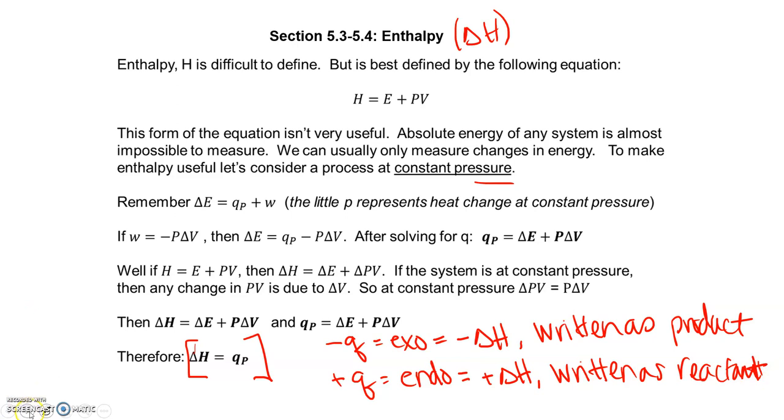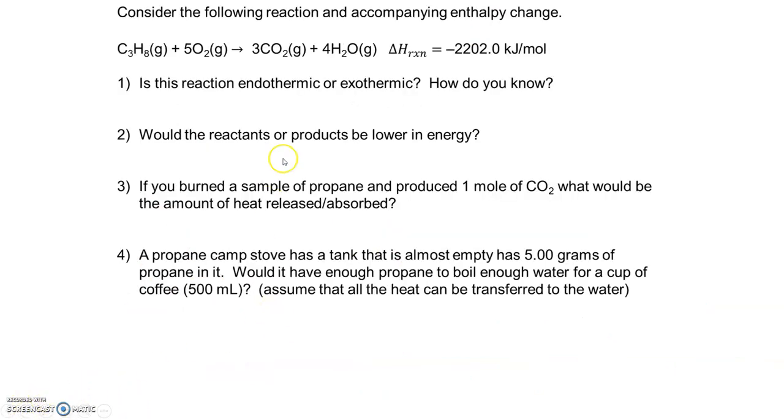The last thing I'm going to do in this video is go through a couple of calculation questions just to refresh your memory on how to apply the stuff that we just talked about. And you will for sure have more practice problems looking at work and the previous equations in the problem set. All right, so consider the following reaction and accompanying enthalpy change. So we're looking at the combustion of propane. Here's the balanced equation. Here's the delta H for the equation.